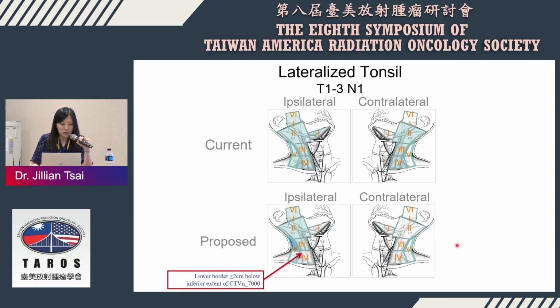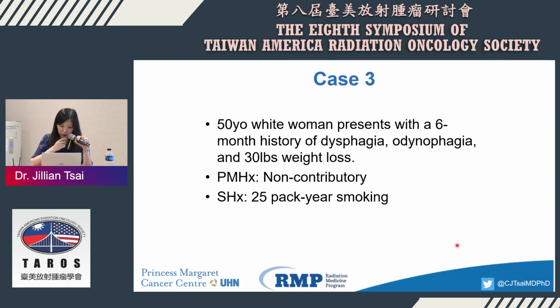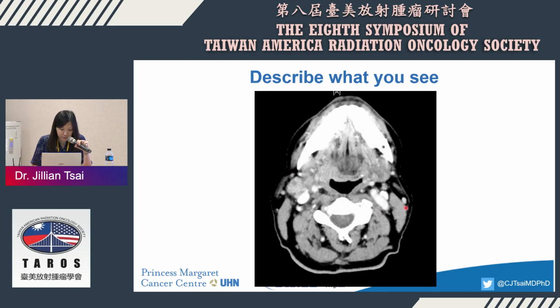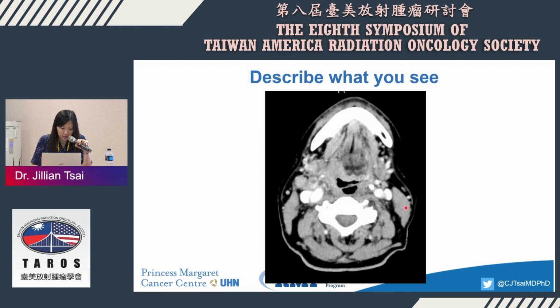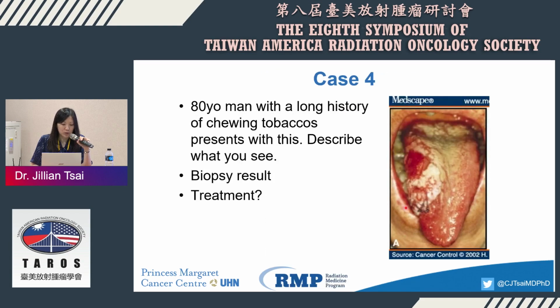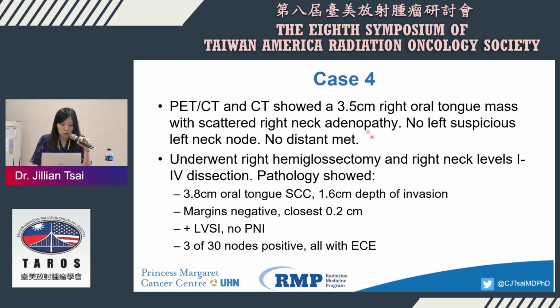Right. So I want to move on to another controversial topic of oral tongue. So it's a woman with a history of weight loss and dysphagia and smoking, and this is the example of the exam. So you can see. All right. So this is the oral tongue, long history of tobacco chewing, which we see here. And then, the tongue lesion. Biopsy showed oral tongue squamous cell carcinoma.